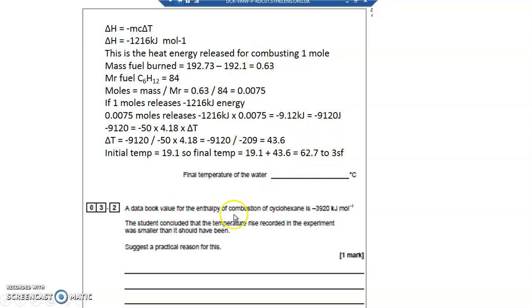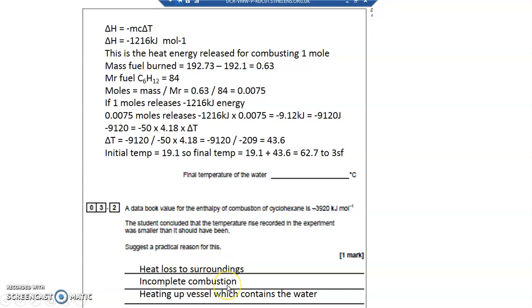A data book value for the enthalpy of combustion is minus 3920. The student concluded the temperature rise recorded in the experiment was smaller than it should have been. To suggest a practical reason for this: the enthalpy change should be higher than it is. The reason is that you've got heat loss to the surroundings.